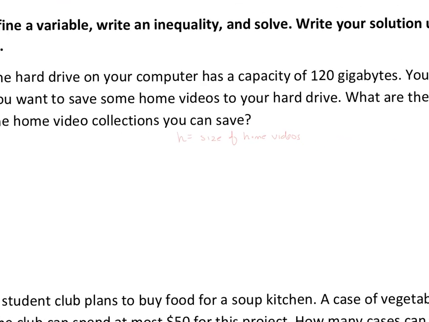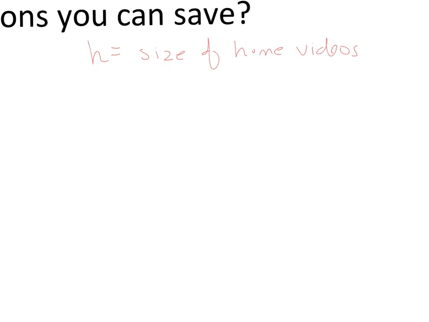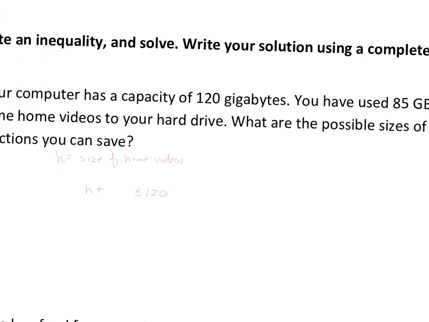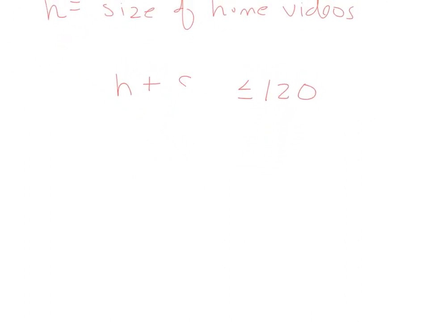Okay. And then it says that we have a capacity of 120. So if I have a total of 120, I can't go over 120. So alligator eats the 120, and then put an equal sign there. All right, so now H plus, what have we already used up? We've already used up the 85. Okay, so now you can solve this.